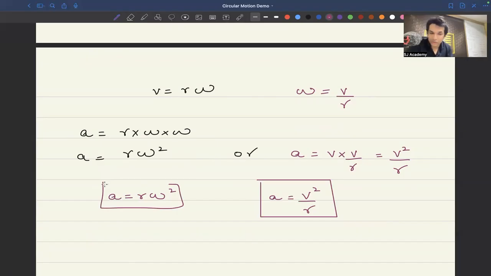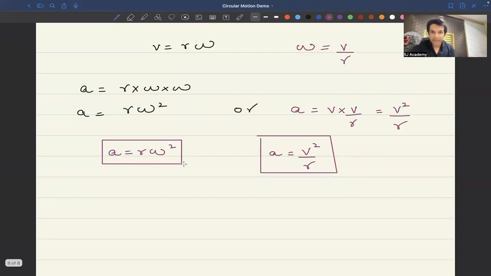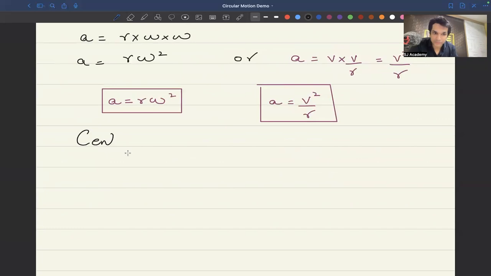And we learn to use them when we do the practice questions or the past paper questions. We learn when to use which of these formulas. Okay, so that's the formula for centripetal acceleration. And finally, we have the centripetal force. How do we calculate centripetal force?